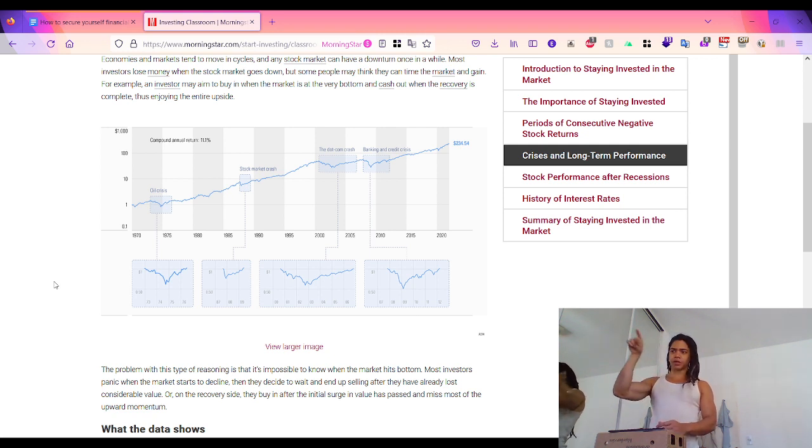So by looking at that historical data from the 1970s to 2021, all right, we see that there have been several market crashes: in 1973 during the oil embargo to the U.S., the stock market crash in 1987, the dot-com bubble in the early 2000s, the banking and credit crisis in 2007-2008. So the whole idea of looking at this is that holding on can pay off in the long run, all right?